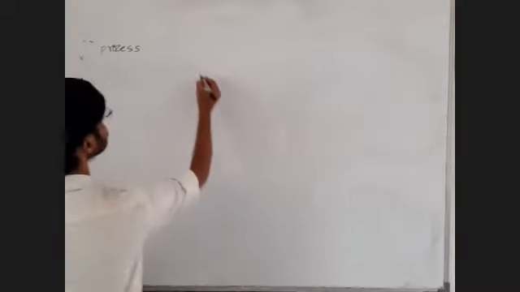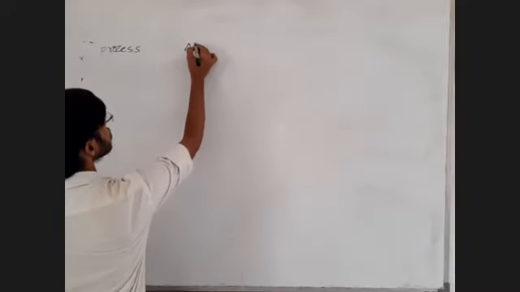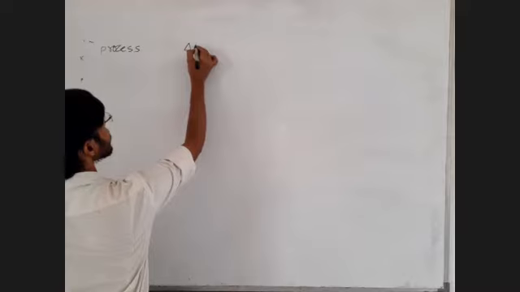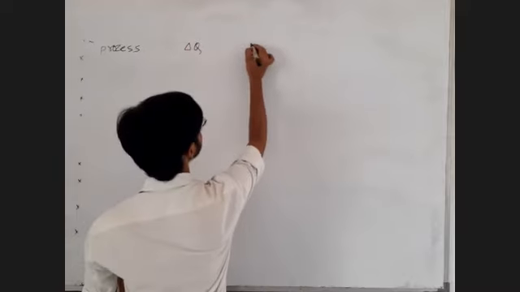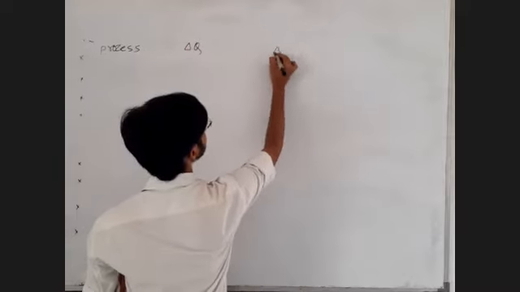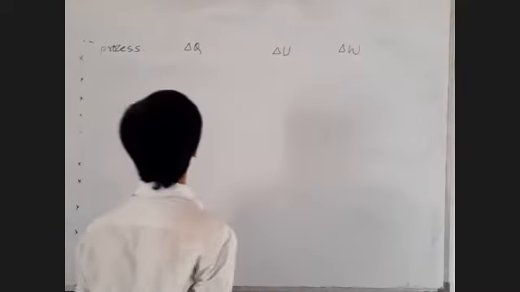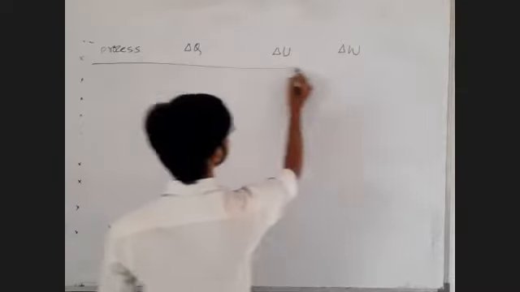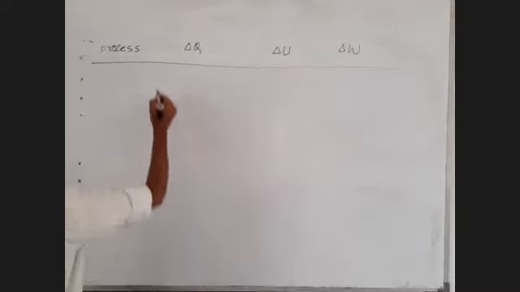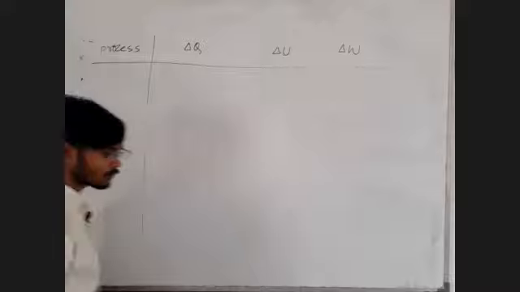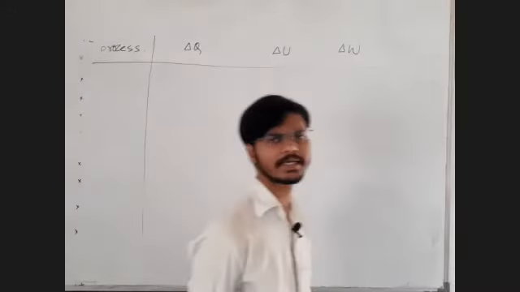Then they have made some chart like this. They have written here process. Then they have written delta Q, delta U, and finally they have written delta W. Okay, no issues. Let's make a chart. What is the first process? The first process they have written is cyclic process.